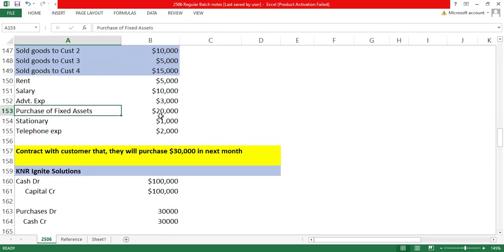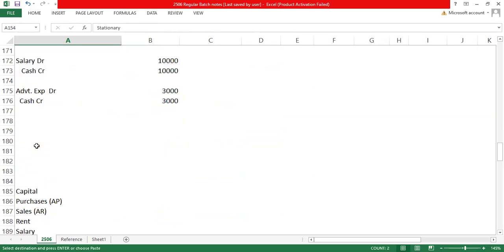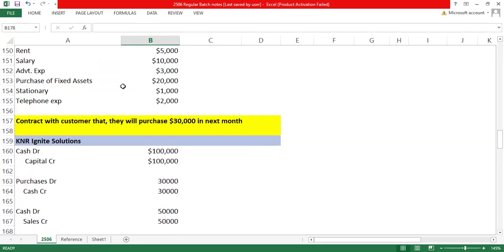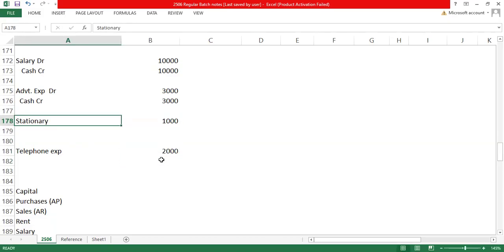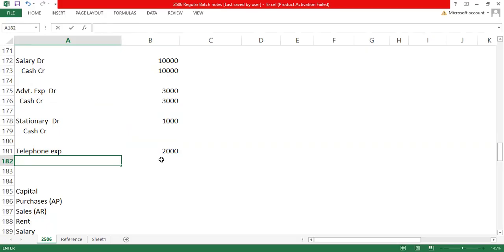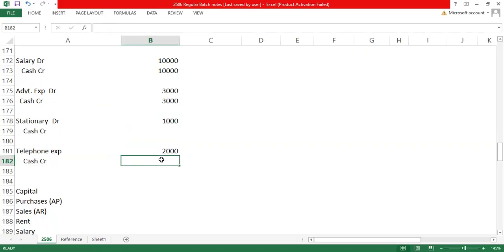The next thing I have is purchase of fixed asset. Maybe I'll put this fixed asset a little later. Let me complete these expenses first. Stationery I purchased for, let's say, 1,000 and telephone expenses 2,000. Stationery again I'm paying through cash. I'll debit my stationery and I'll credit cash. Similarly, cash account again here I'll just credit 2,000. Now I'm done with that.